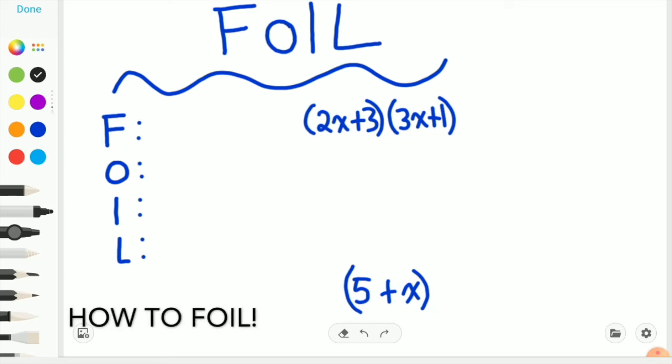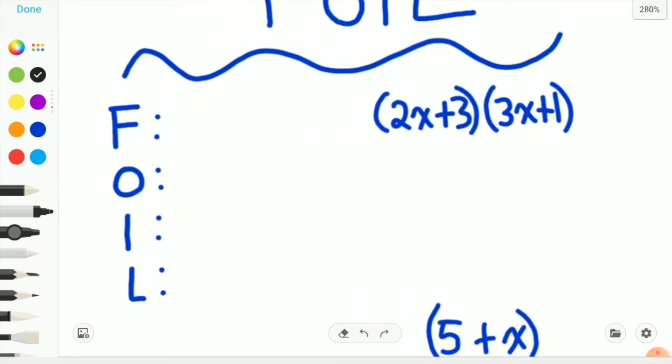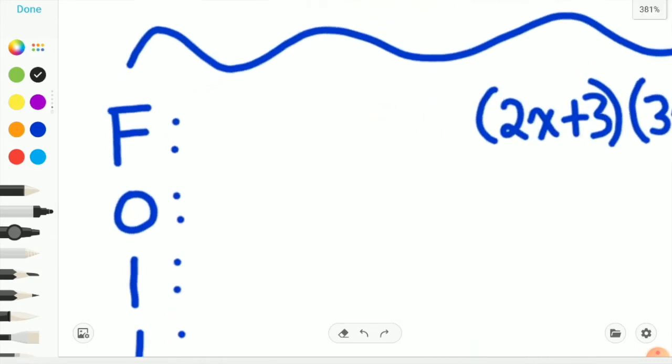Hello, I will show you how to FOIL, which is basically the expanding of two binomials that are being multiplied together. In order to do that, there is an abbreviation called FOIL, and I will explain what that means. So the F in FOIL means first.